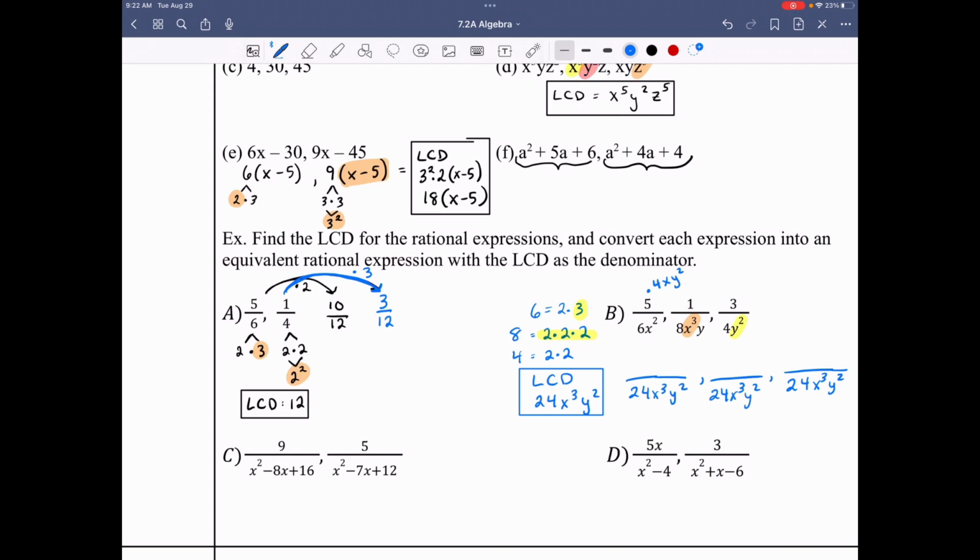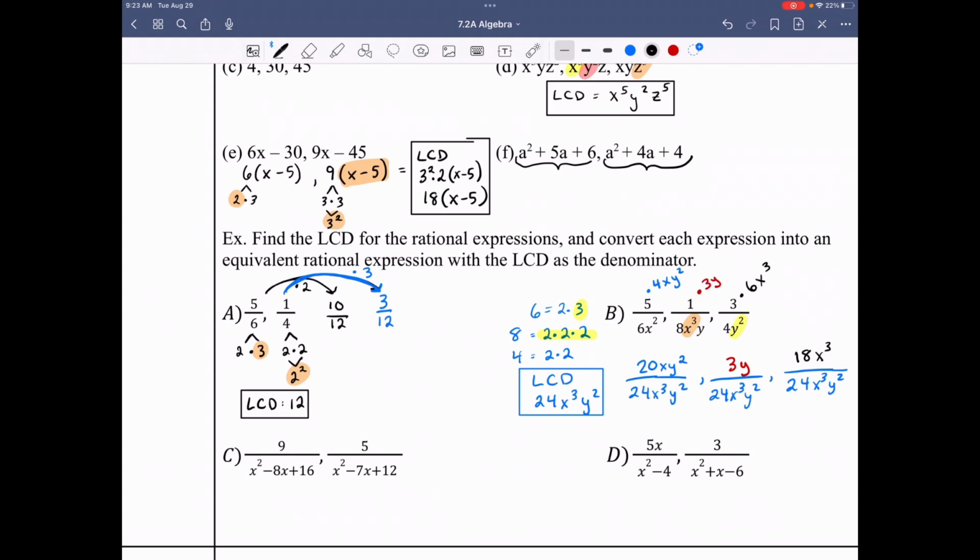So on the top, 5 times 4 is 20, and then we have xy squared. For the 8 to become 24, we multiply by 3. The x cubed is already there, so we don't need anything. The y to become y squared is y. So then in the numerator, we have 3y. Then the last one, to get 4 to become 24, we have to multiply by 6. And then we have to multiply by an x cubed because there was no x, and the y squared is taken care of, times 6, which is 18. X to the third.